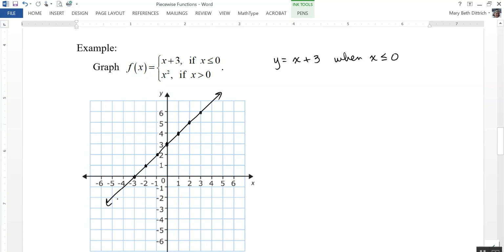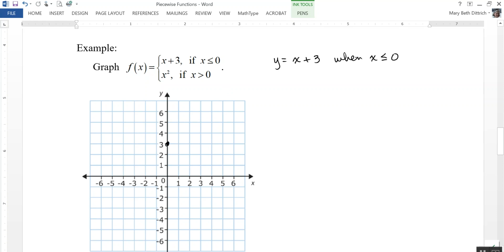I only want the part of this line where x is less than or equal to 0. In other words, I don't want all of this. Okay, so actually a good way to do this if you're doing it in pencil and paper is to lightly draw the whole line in pencil and erase the parts you don't need. But I can't do that here, so I'm going to have to start over, and I only want this part of the line right here.